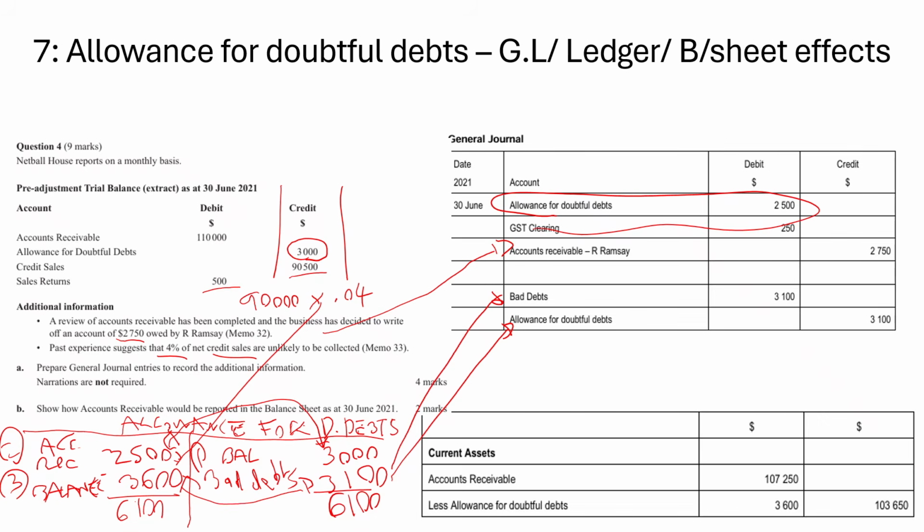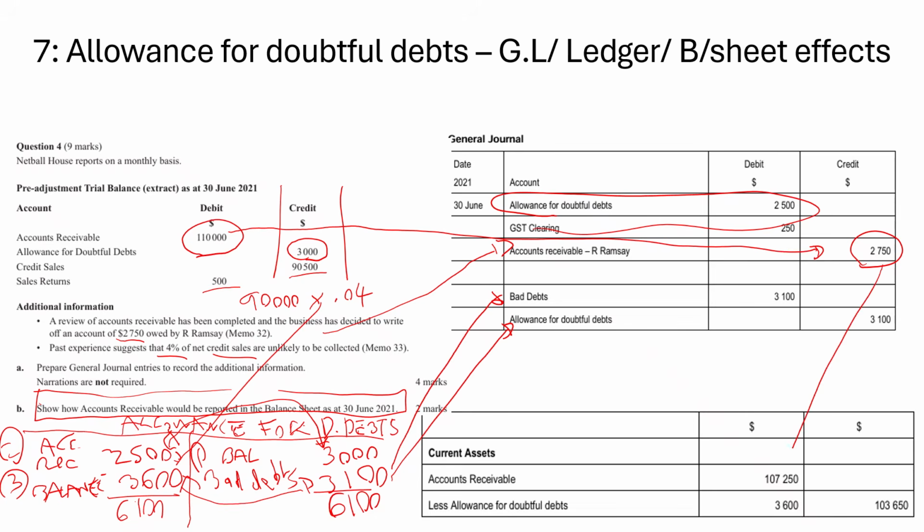So part B, which is getting pretty ugly in this question, show how the accounts receivable would be reported in the balance sheet. We've got our balance at 110. We subtract the 2,750 that we just wrote off, which is how we got to that 107,350. And then that balance, that 4% of the 90K, that goes here. And like I talked about before, we've got to identify our net accounts receivable to satisfy the faithful representation QC.